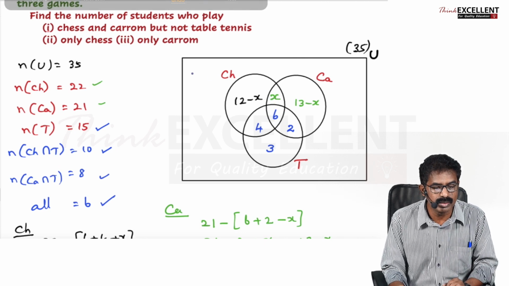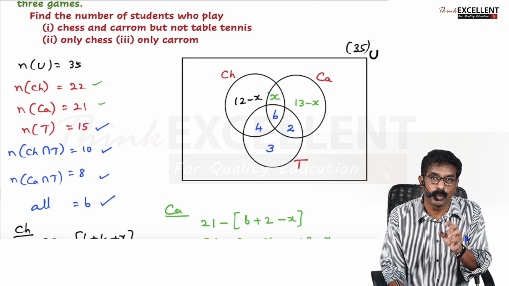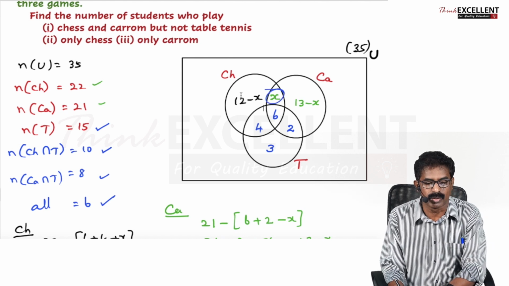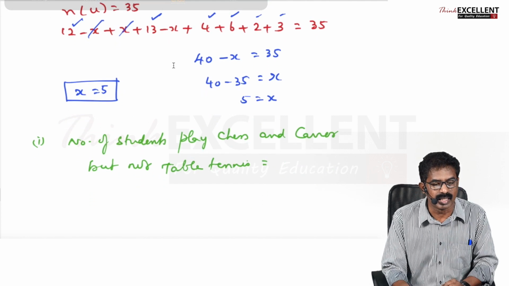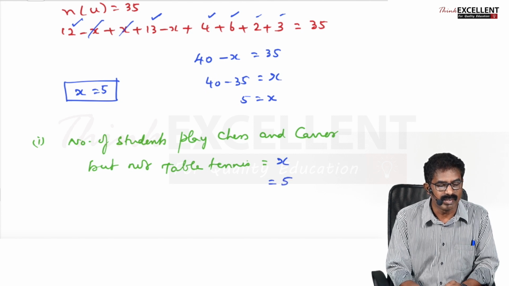So the number of students who play only chess and carom, but not table tennis. The meaning is only chess and carom. That is this x. So you have to find what? X for that. So this is equal to x, and that x value is 5. So this is the answer for the first part.